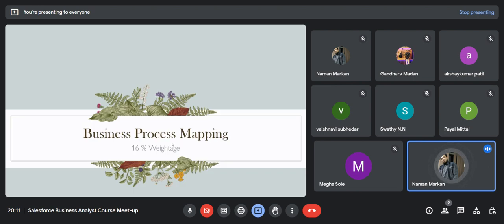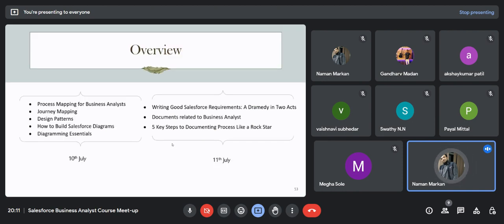Then from today onwards we will be starting our BPM. BPM is business process mapping, which has a 16% weightage in our exam. In our BPM, we will be looking into how a particular business is mapped and what exactly the business analyst's role is in mapping that process.